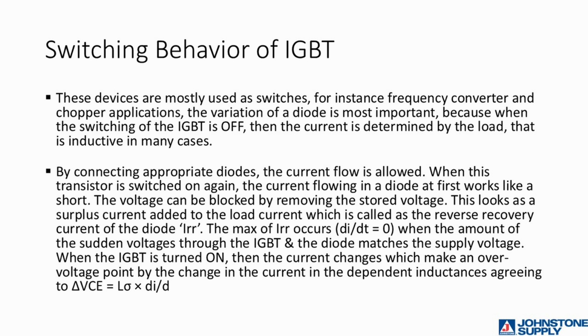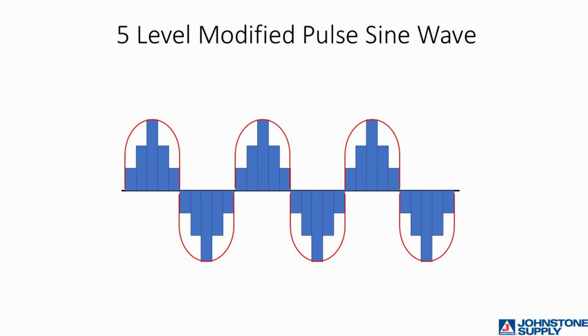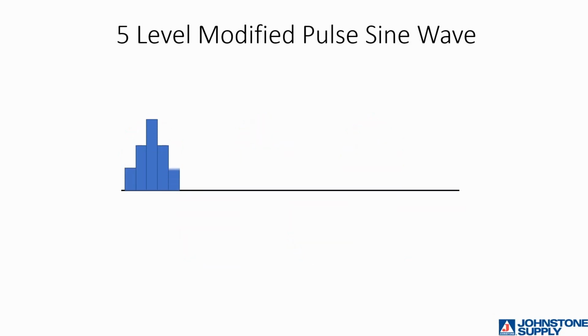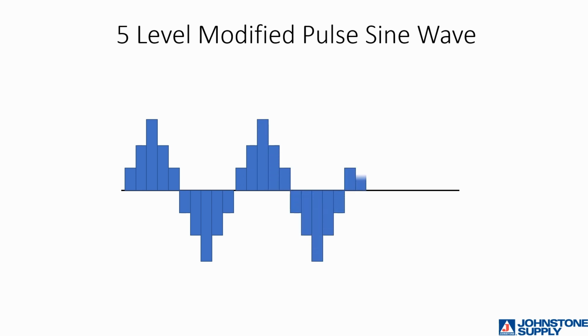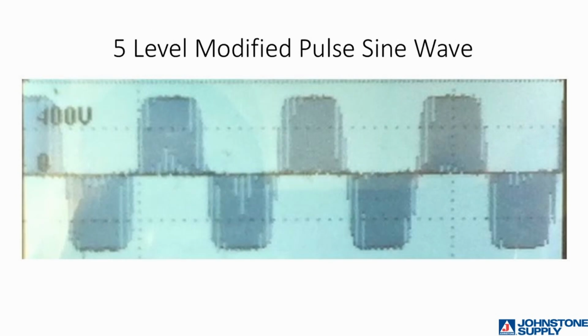Since the compressor is 3-phase, there are 6 IGBTs, 3 of them pulsing in a positive sine wave shape, 3 of them pulsing in a negative sine wave shape. This is an example of a 5-pulse modified AC sine wave made from DC. This is what the sine wave actually looks like on an oscilloscope.